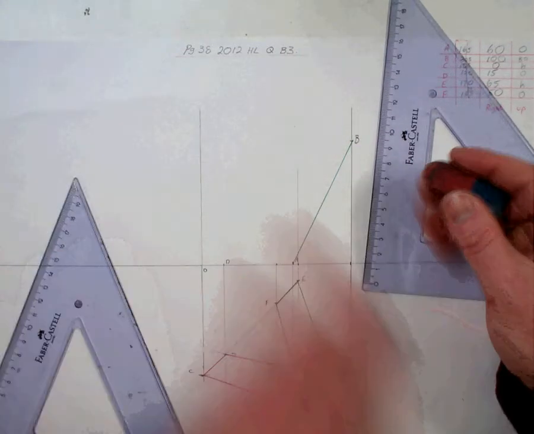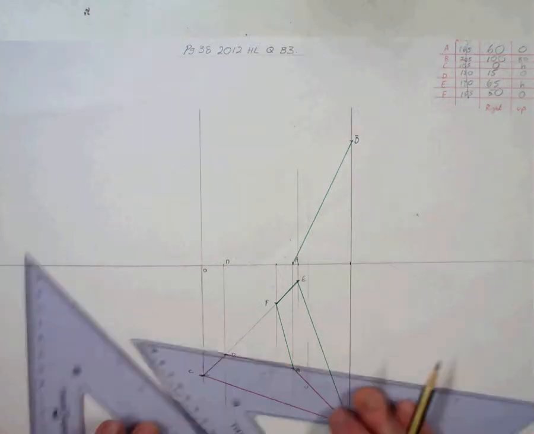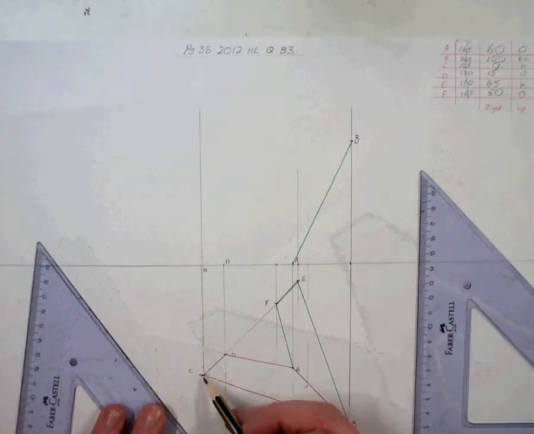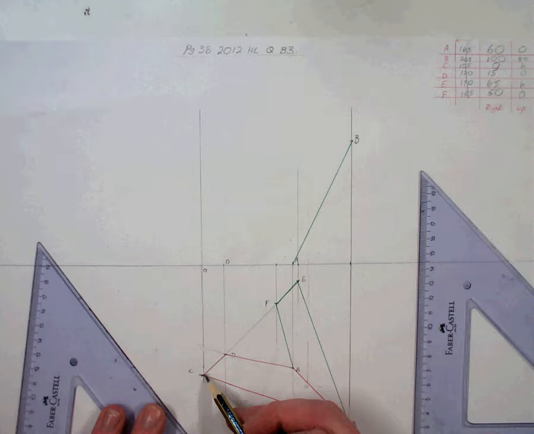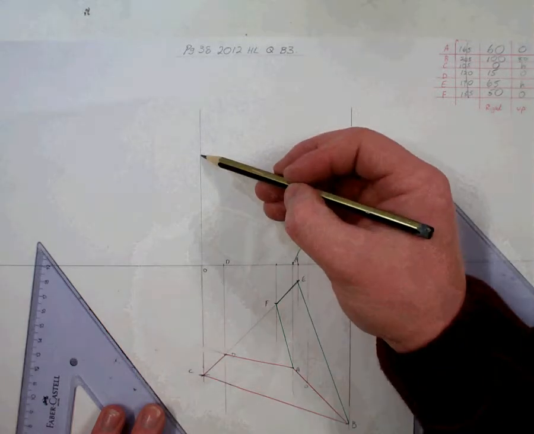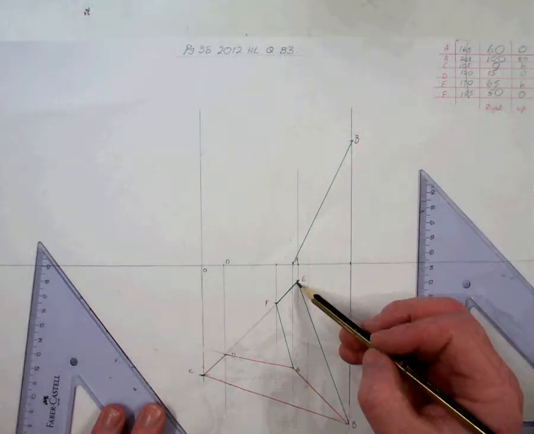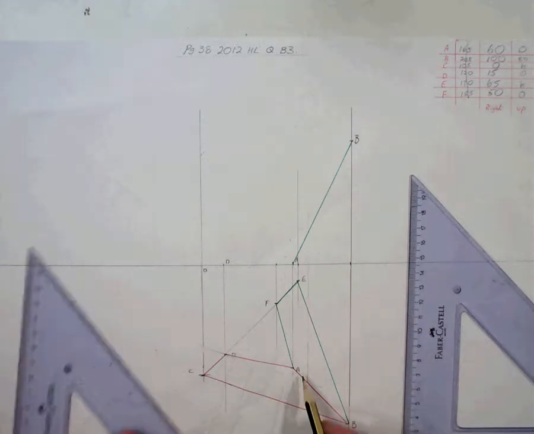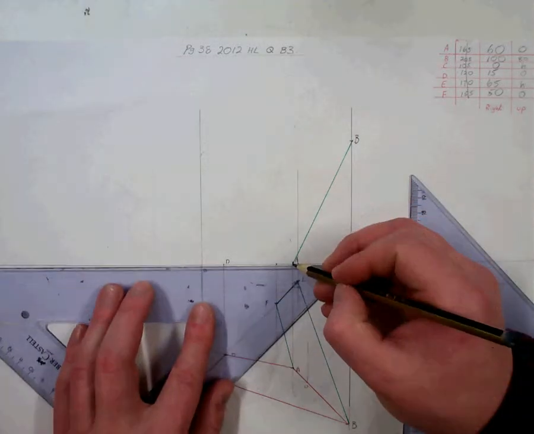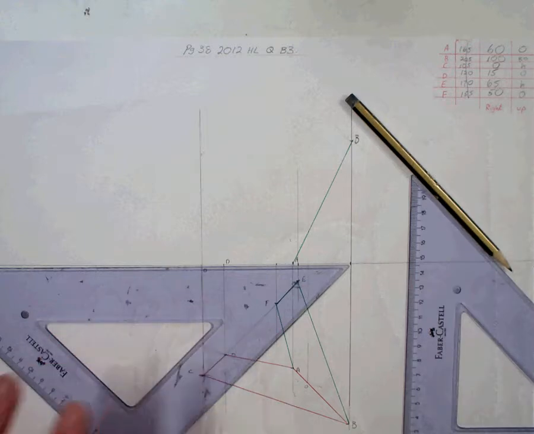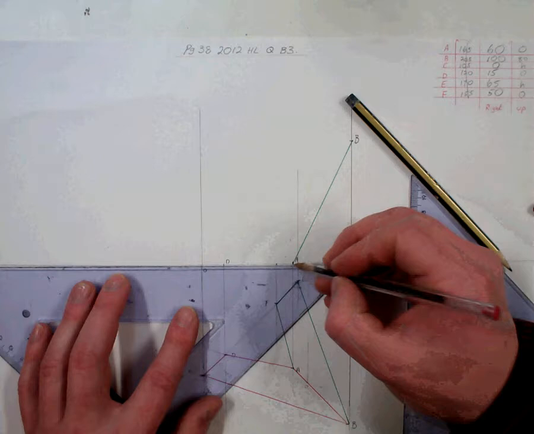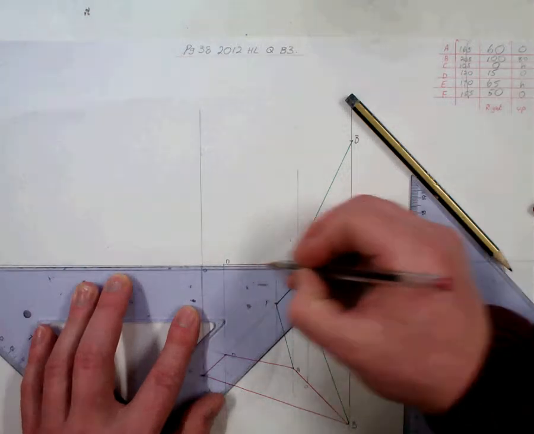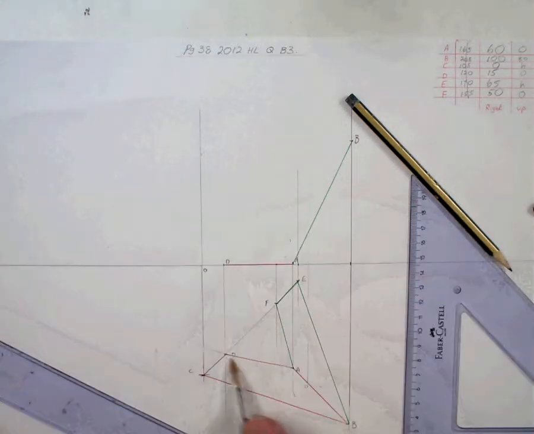Okay. We are trying to find C. We have C in plan, but we do not have it in front elevation. If we find C, we can find E, because C and E are at the same height. Now I have the line DA. Here is DA in front elevation, and we can see that DA is a horizontal line in front elevation. There's D going to A, there's D going to A.